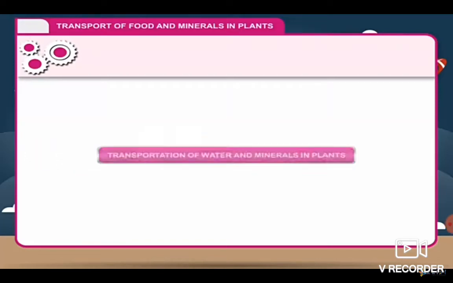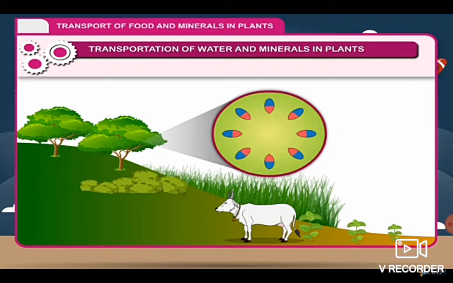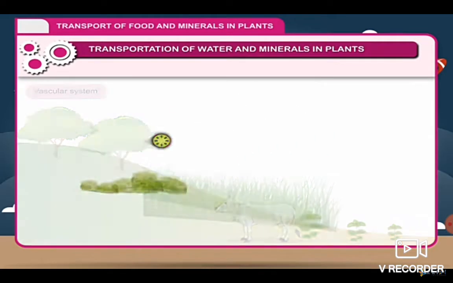Minerals in plants. Like animals, plants also have a mechanism of transportation of mineral solution. This takes place through a system called the vascular system. In plants, the vascular system consists of two types of conducting tissues.